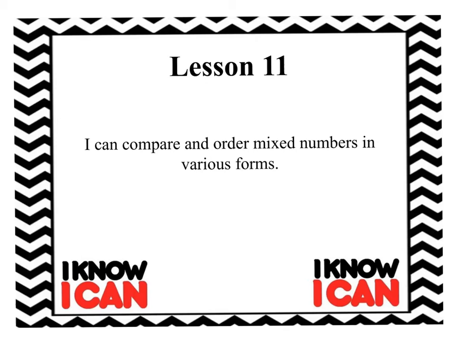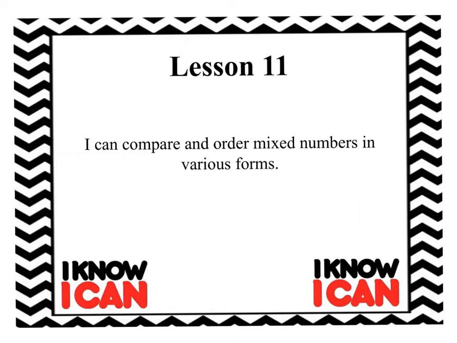Okay, we're going to still continue with our decimal unit, and we're on lesson 11. I can compare and order mixed numbers in various forms. So we're going to see improper fractions, we're going to see decimals, we're going to see a whole number with a fraction, which we call mixed numbers. We're going to see all different ones, and we're going to have to be able to place them from least to greatest, greatest to least.